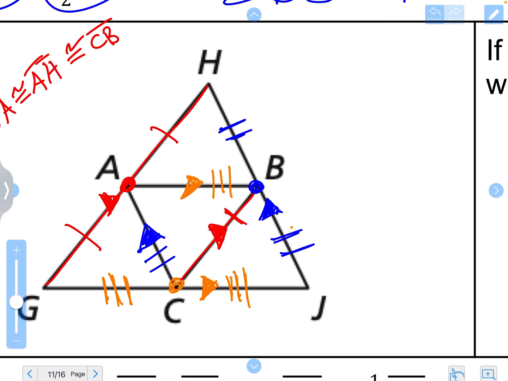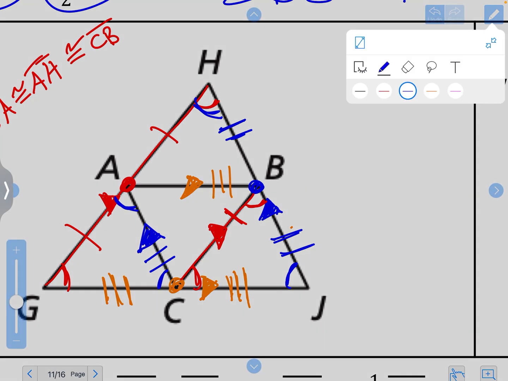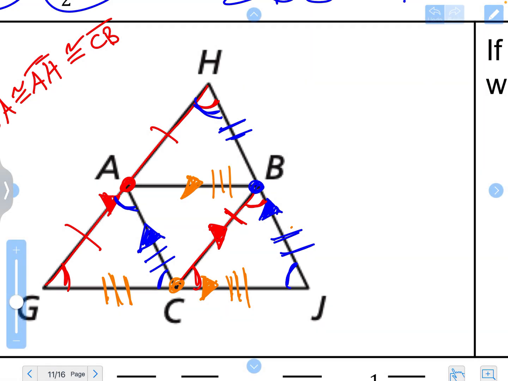And we also know our parallel lines and our corresponding angles. So let me mark those as well real quick. So if these two are parallel, we know that this angle is congruent to that angle. We know that this angle is congruent to this angle. If these are my parallel lines, I know that this angle is congruent to that angle, and this angle is congruent to this one. And then if those are our parallel lines, I know that this angle is congruent to that one, and that one is congruent to that one.